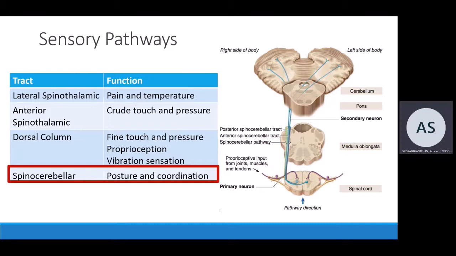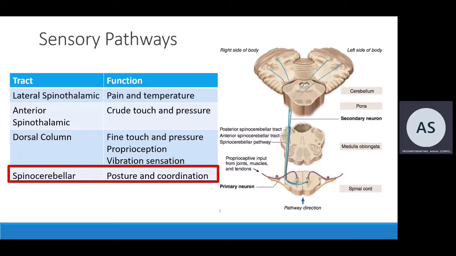Then finally, you've got your spinocerebellar tracts here. This is for posture and coordination, so it's important to get input from both sides. It goes up on one side of the spinal cord, and you'll have two tracts going up on both sides. This is what allows you to balance and keep track of where different parts of your body are in relation to the rest.